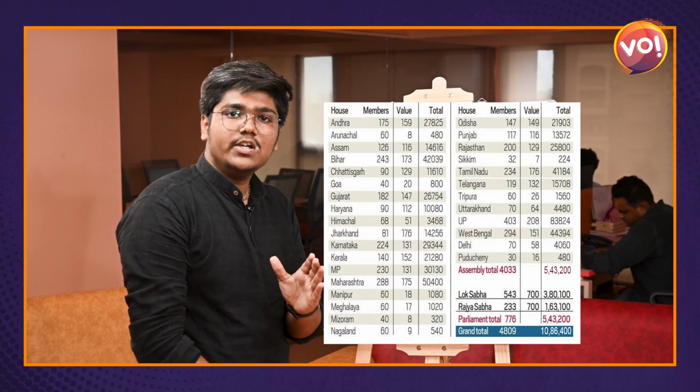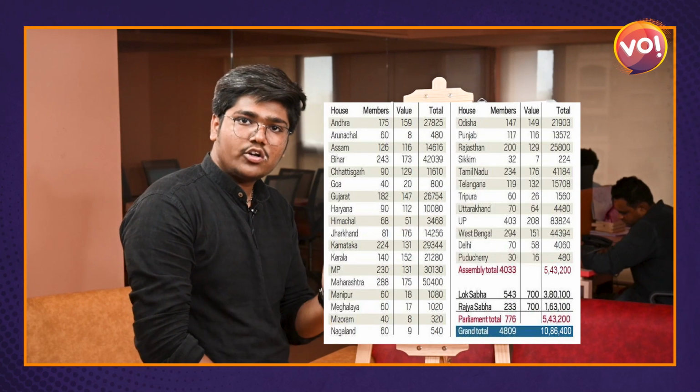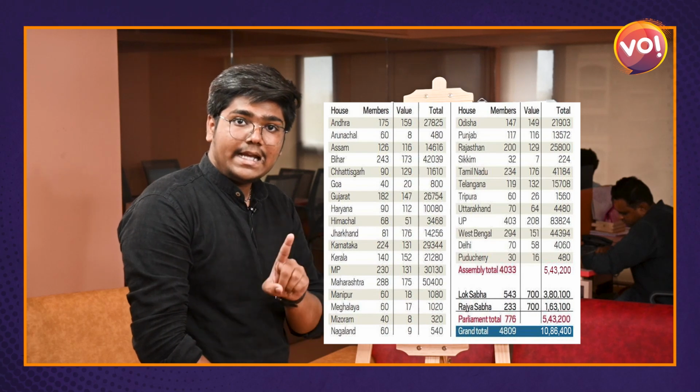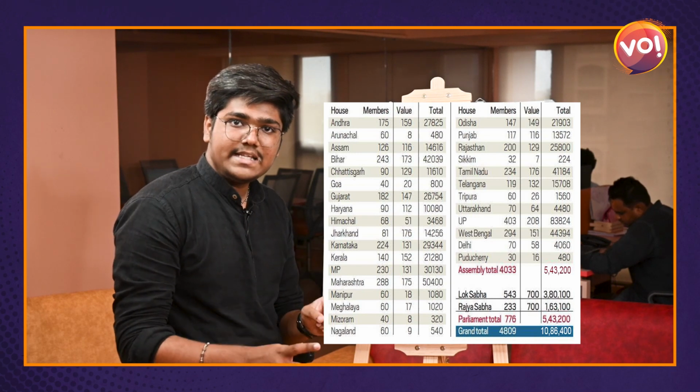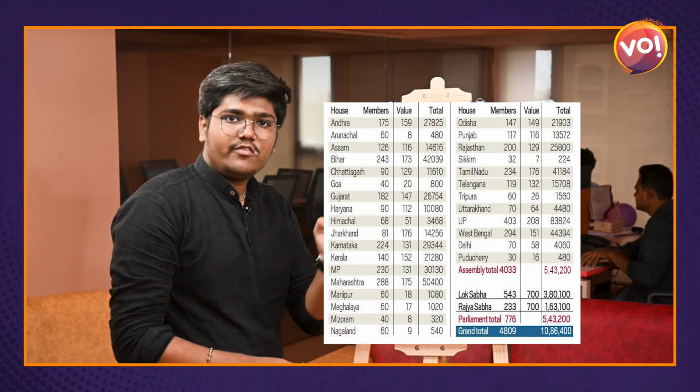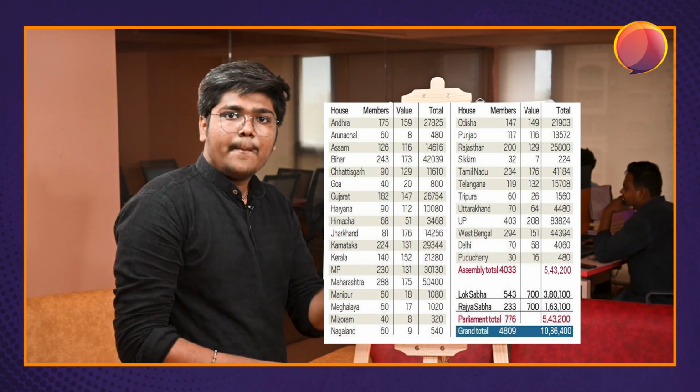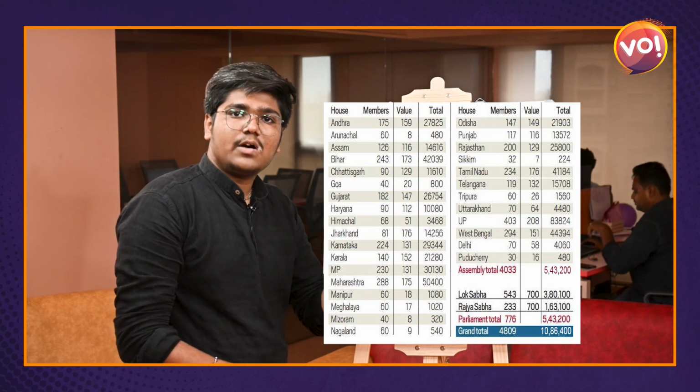Thus, the total value of the electoral college will be 10,86,400, which is the sum of the total value of all MLAs and MPs, 5,43,200 plus 5,43,200, which is 10,86,400. This is how India elects its president.